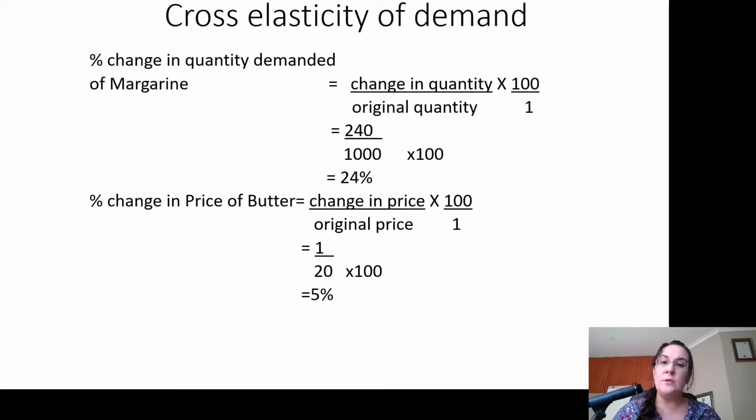I just want to show you a nicer layout of what I just did on the screen in rough. Here you can see I have the 24% that we worked out as the percentage change in the quantity demanded of margarine, and I have the percentage change in the price of butter. Remember, these are just step 1 and step 2. Now I have to go back to step 3, which is that original formula of mine.